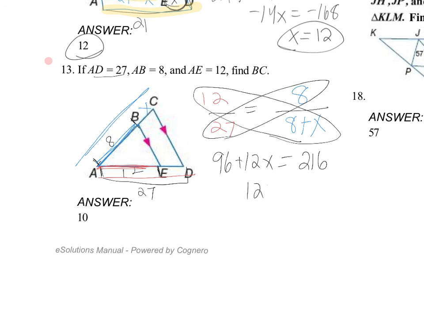Subtract 96 from both sides. And divide to get x is equal to 10. We were to find BC, which was right here, which was x, and so that's what we have found, that x is 10.